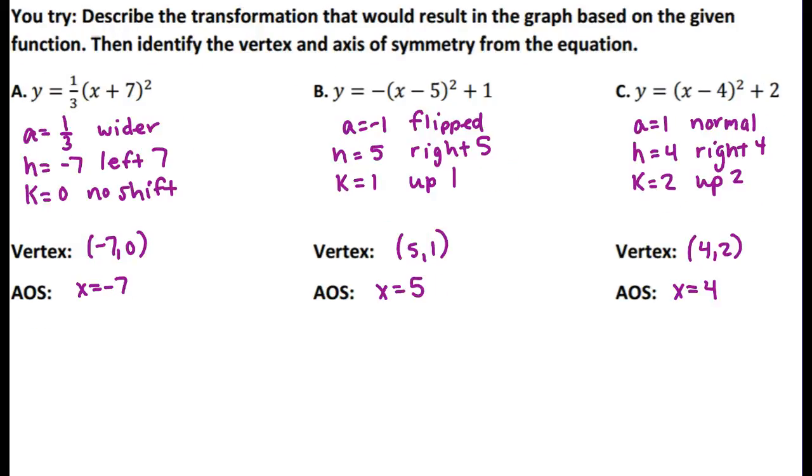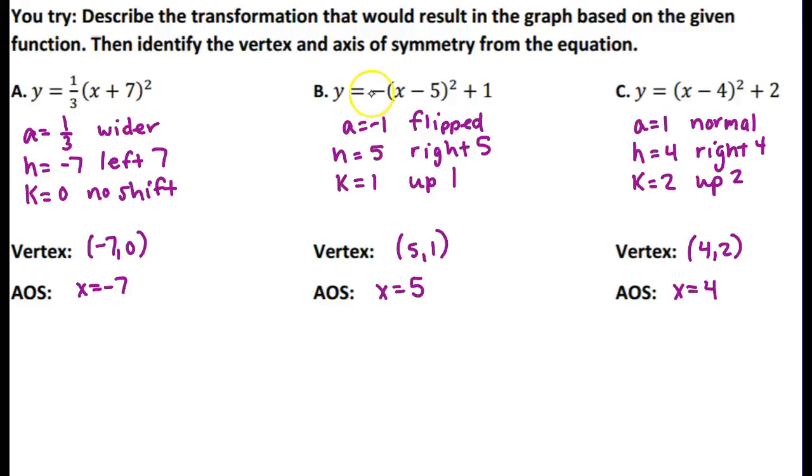Alright, for A, you should have gotten a is equal to 1/3, so that's actually going to make the graph a little wider than the parent function. Your h value is -7 because it's plus on the inside, so that's shifting left 7 units. Your k value, there is nothing after the parentheses here, so there is no shift. So your vertex is at -7, 0, and your axis of symmetry is x equals -7.